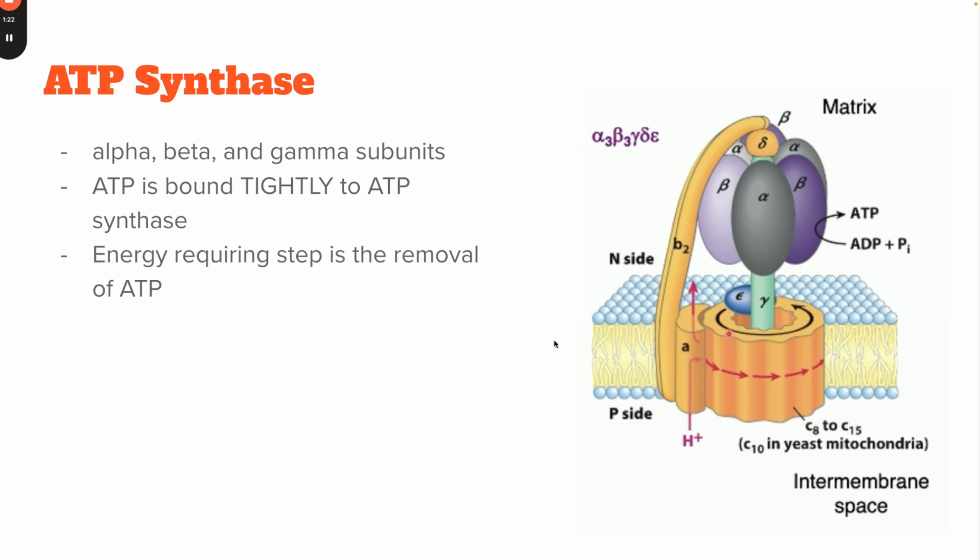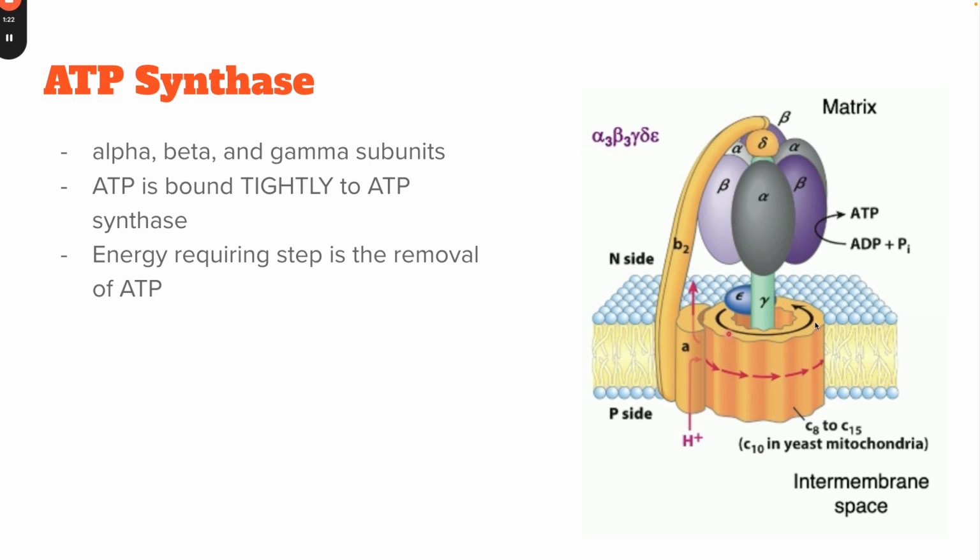So there is the F0 subunit and F1 unit. At the top here, we have our alpha, beta, and gamma subunits. The alpha and beta subunits are alternating and form a wheel. We have our gamma subunit here. It's kind of like the shaft of a rotor. And then we're going to have ATP being bound tightly up here. And then at the bottom, we have our F0 unit. That's going to be like the rotor. That's going to be spinning everything around.